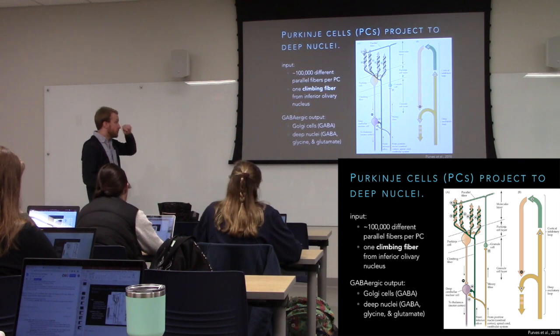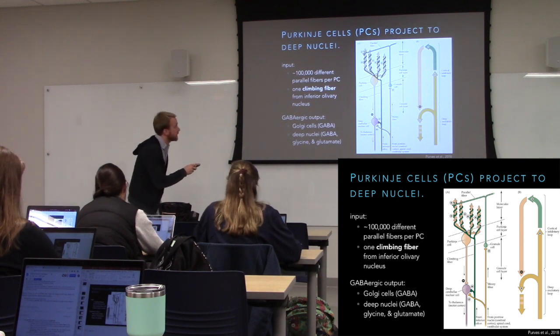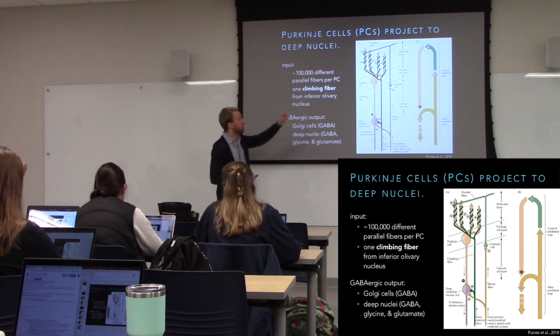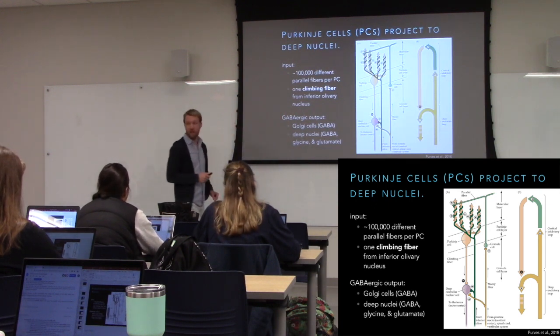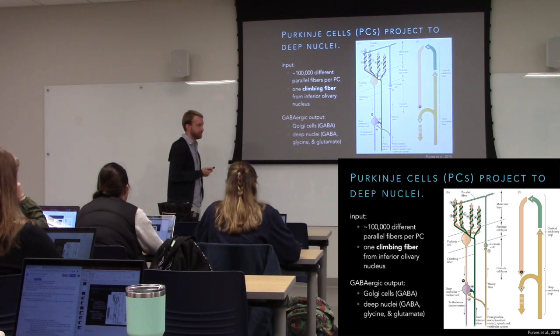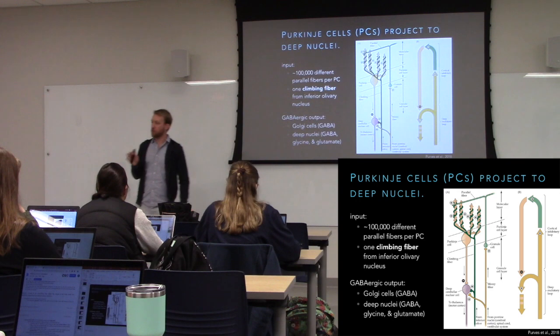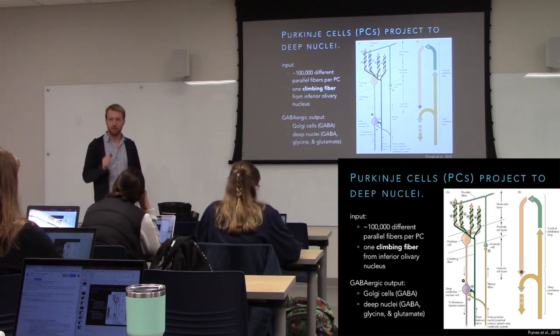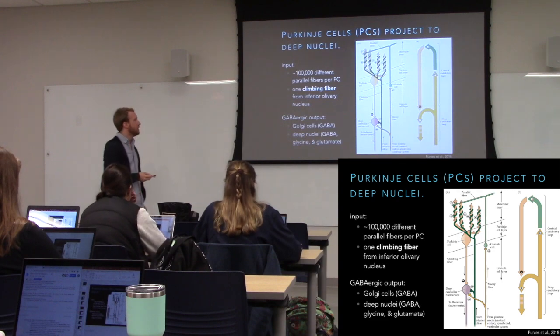That climbing fiber input is a little different. Here we're going to make a whole bunch of synapses onto 1 to 10 Purkinje cells, so a small number, but a lot of excitatory synapses. So we're going to get strong excitation here. And that's how we're going to learn. But before we learn about that, there's one more filter that we have to encounter here.